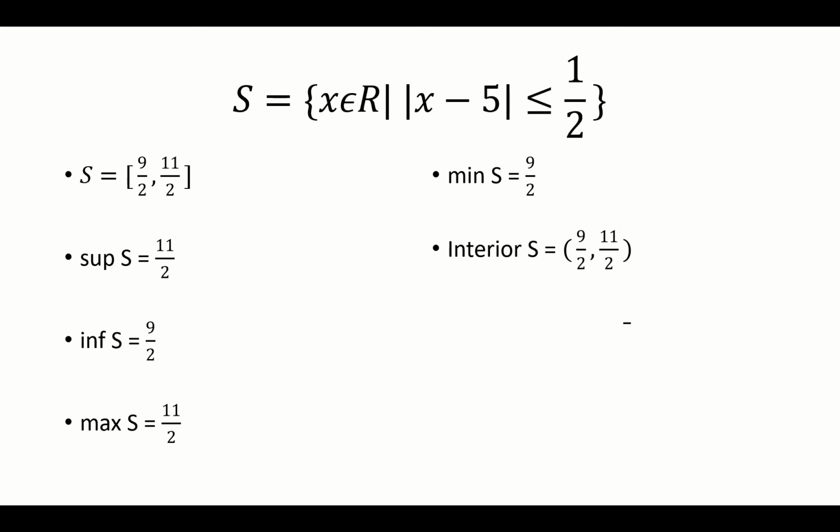And then finally, the boundary points are those where every neighborhood contains both points in the set and outside the set. For us, that's just a fancy way of saying, what are the endpoints. And so the endpoints are 9/2 and 11/2.